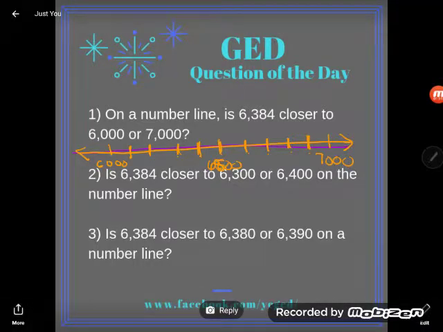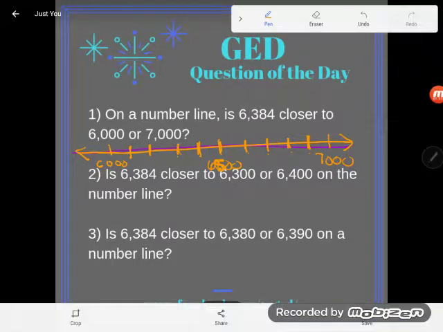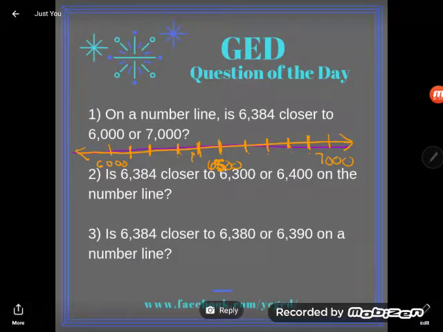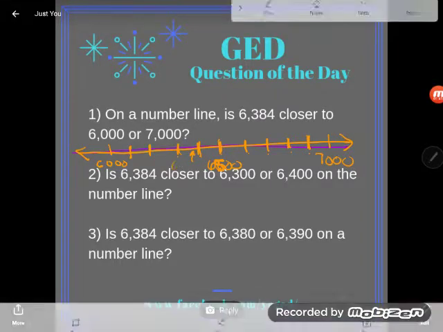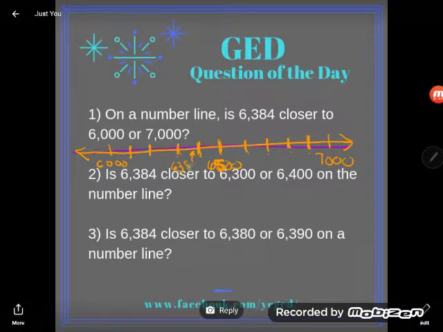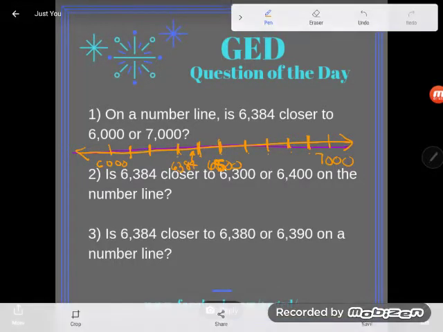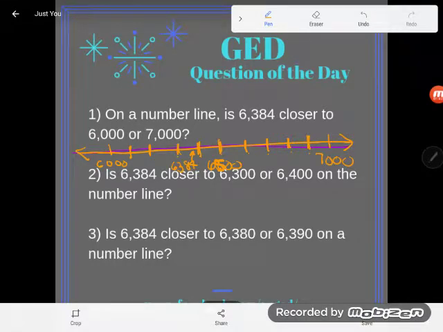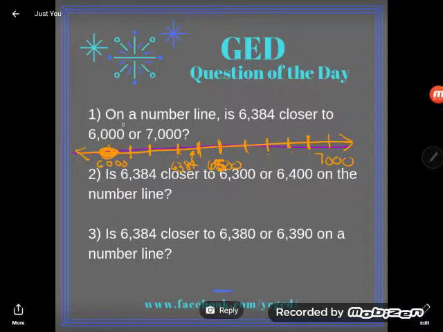And what we see here is, is 6,384 closer to 6,000 or 7,000? Well, of course, 6,384 would be somewhere about there, somewhere between 6,300 and 6,400. And we're on the left side of the middle. We are smaller than 6,500, and therefore it's definitely closer to 6,000. That would be the correct answer there.